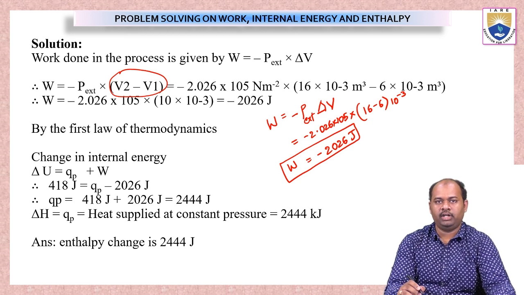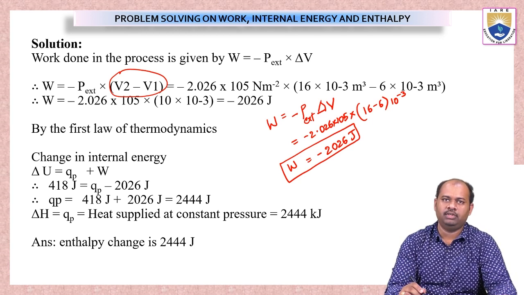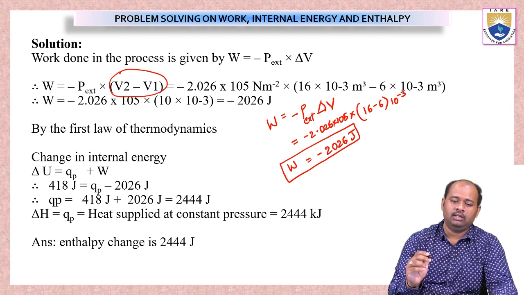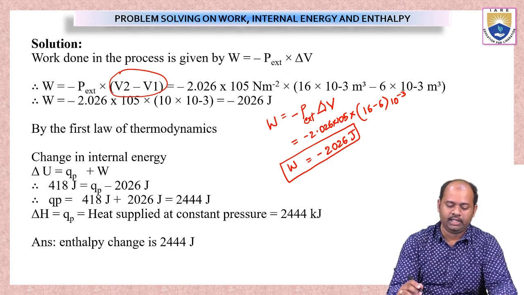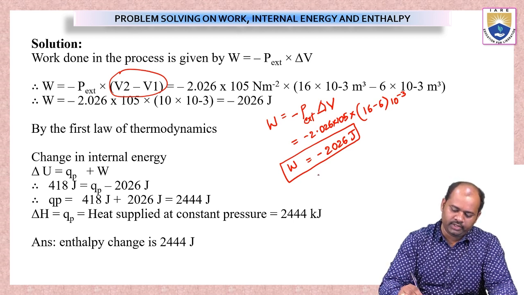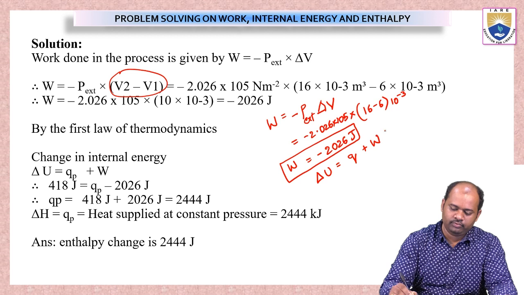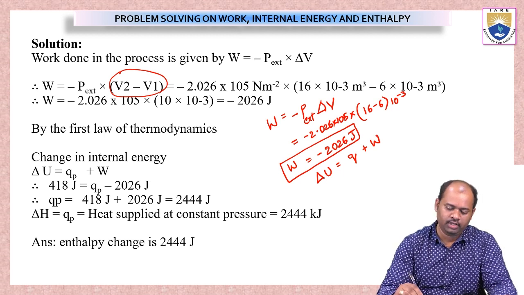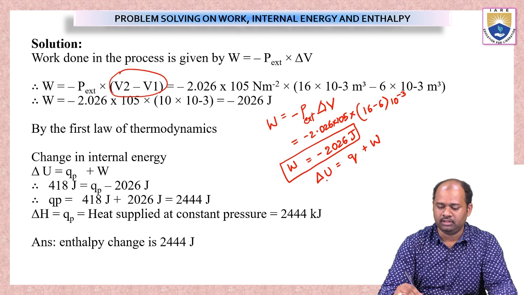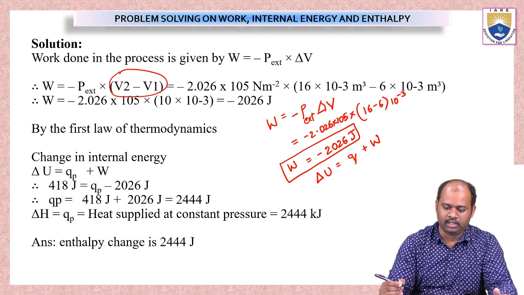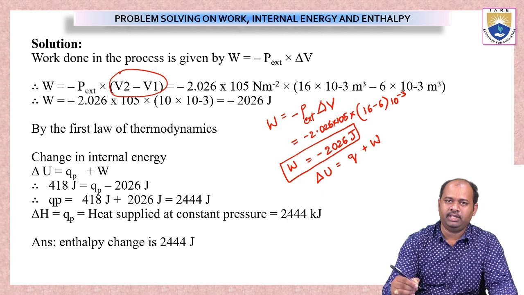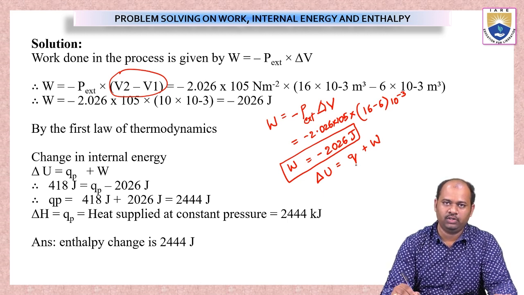Now using the first law of thermodynamics. Why have we calculated the work done? Because we have to calculate the change in enthalpy. In order to calculate the enthalpy value, that is nothing but the Q value, we have to use the first law of thermodynamics. From the first law, we have delta U is equal to Q plus W. Out of this equation, we already know delta U, which is given in the question. And the Q value we have to calculate ultimately, and the W value has been calculated just now. This is W, minus 2026 joules.